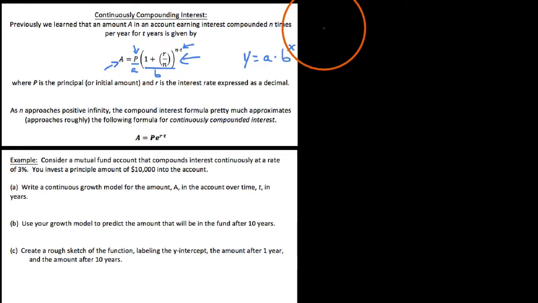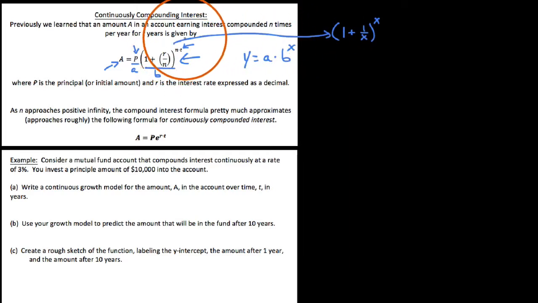What I want to basically articulate here is this. We looked at the number e before, and we said that this quantity right here, which by the way looks eerily familiar, they look very, very similar, as x gets extremely large, then this right here basically is approximately e, which is approximately 2.718.